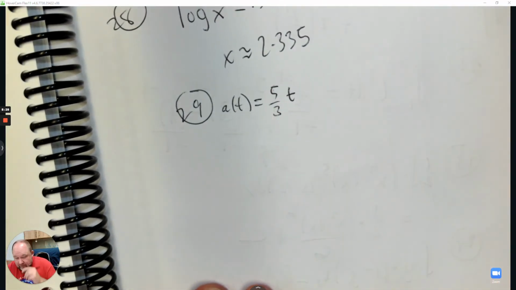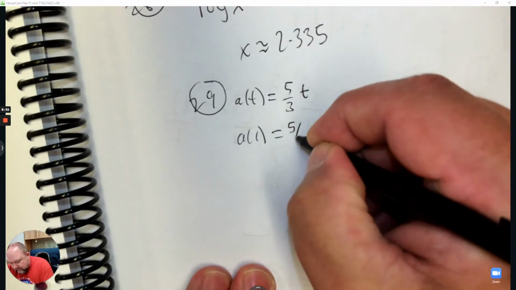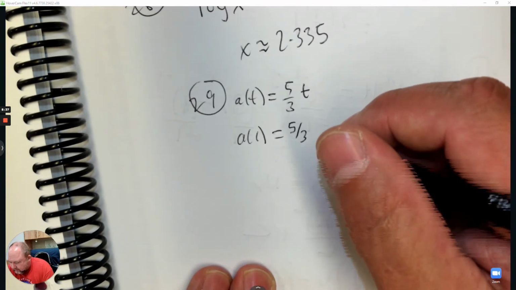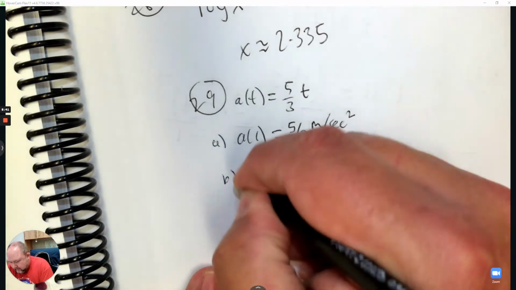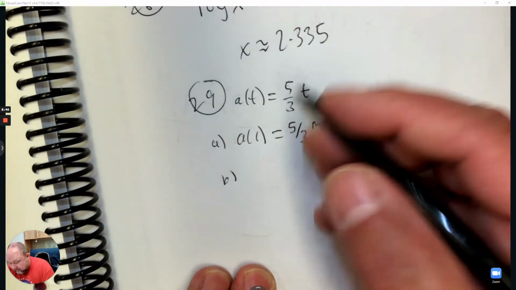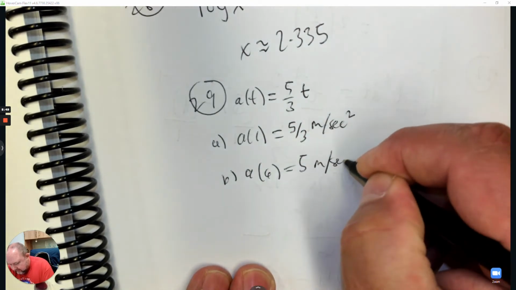And the y-intercept is 0. So that's the equation. When I plug in 1, the answer is 5/3. And the units are meters per second squared. In B, what's the acceleration at 6? That's a horizontal line right there, so it's just 5. And it's 5 meters per second squared.